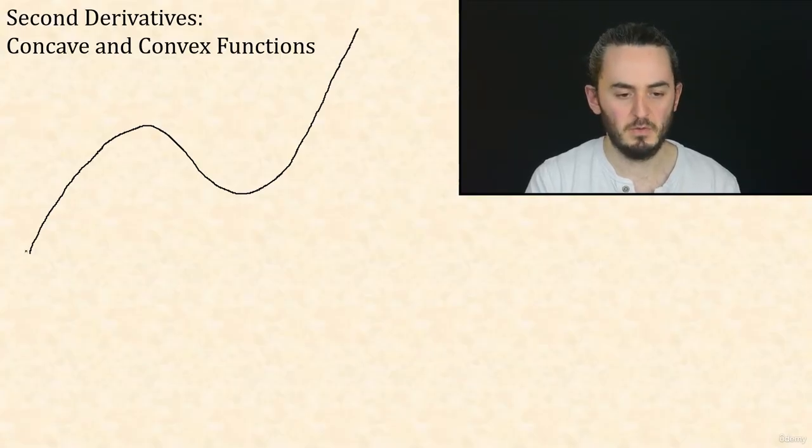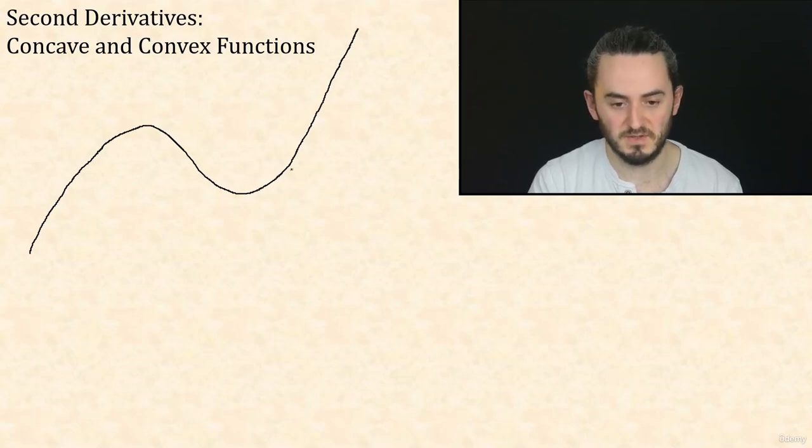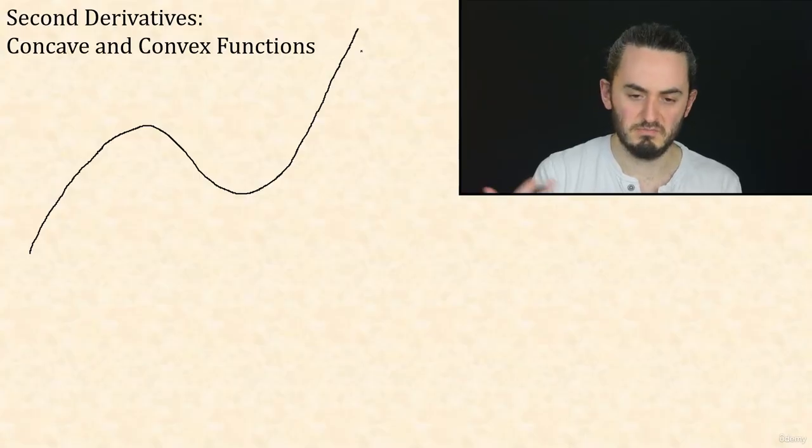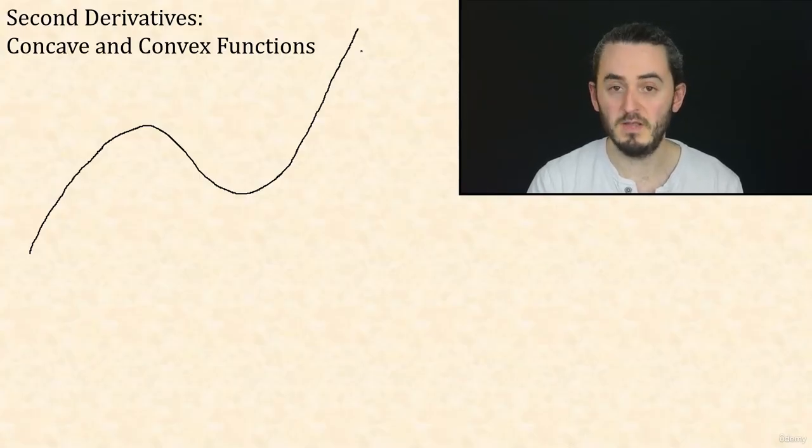For example, we can clearly see that during this part of the curve, it is increasing, and then it's stationary, and then it's decreasing, and then it's stationary, and then it's increasing. But by increasing and decreasing, we mean the y value is going up or down. What if instead we focused on how steep it was? Is it getting steeper or is it getting less steep?